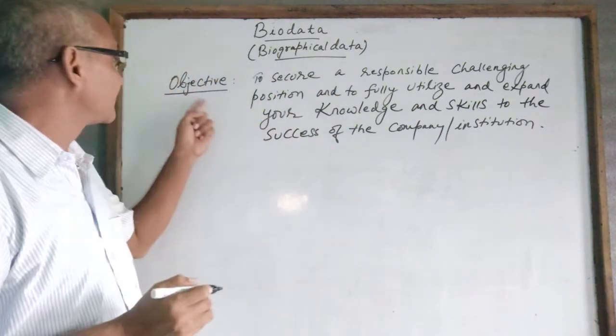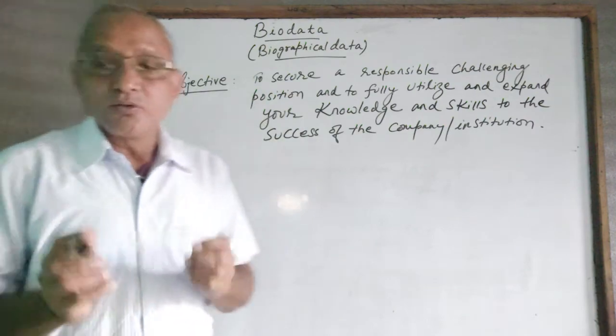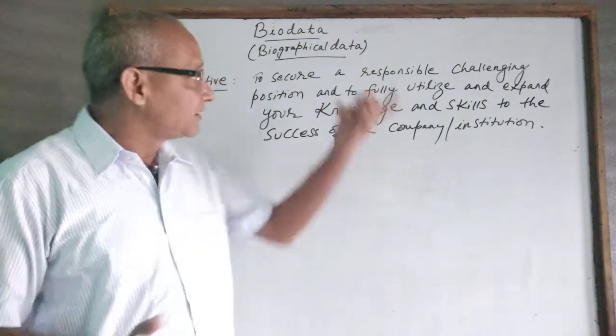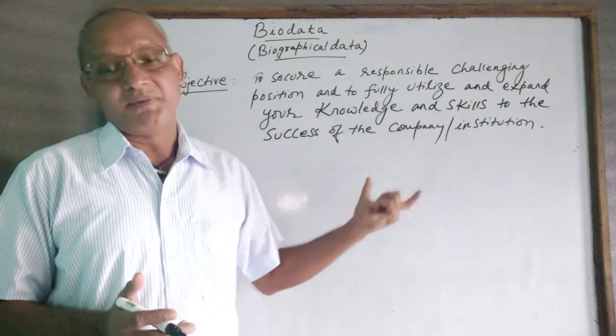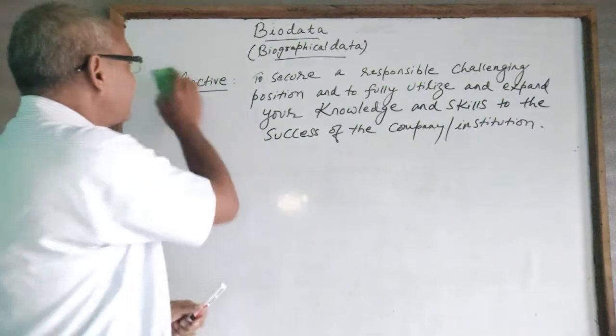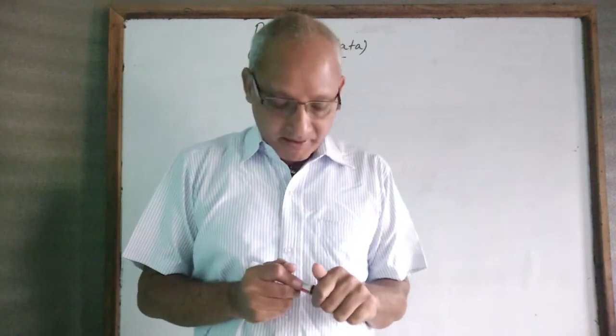So first we write the objective. Who you are, what qualities you have, what you want to give. This is all about your objective. Now let's go into the second phase. After this comes the personal details.